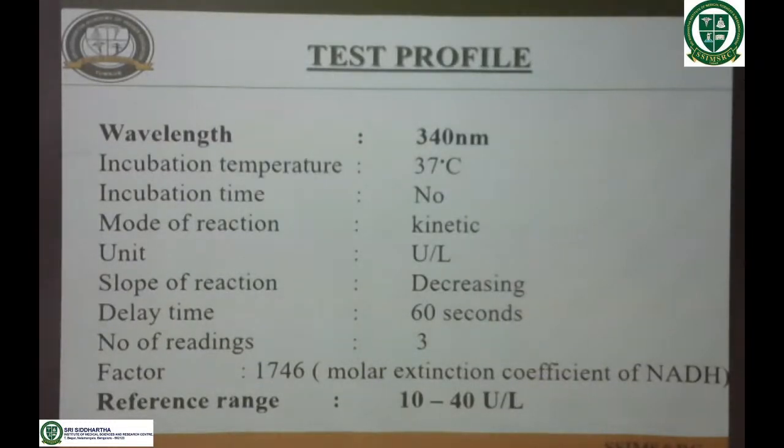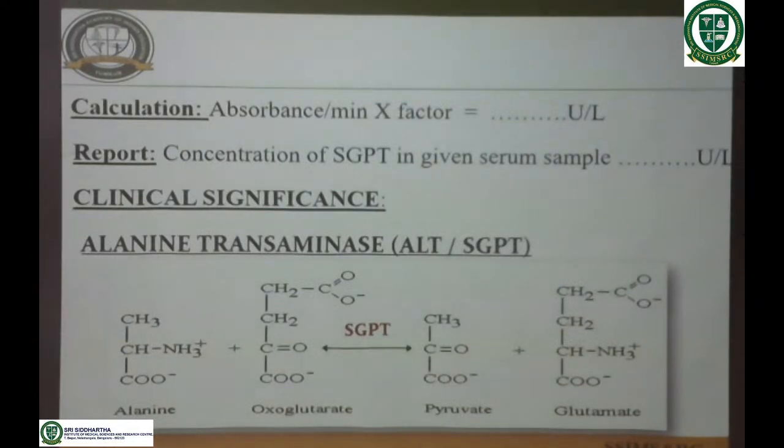For the test procedure, the incubation temperature is 37 degrees Celsius. There is no incubation time. The unit used is units per liter. The wavelength is 340 nanometers, and the reference range is 0 to 40 units per liter. This is the reference range for SGPT activity. For the calculation, absorbance per minute multiplied by the factor gives the concentration of SGPT.